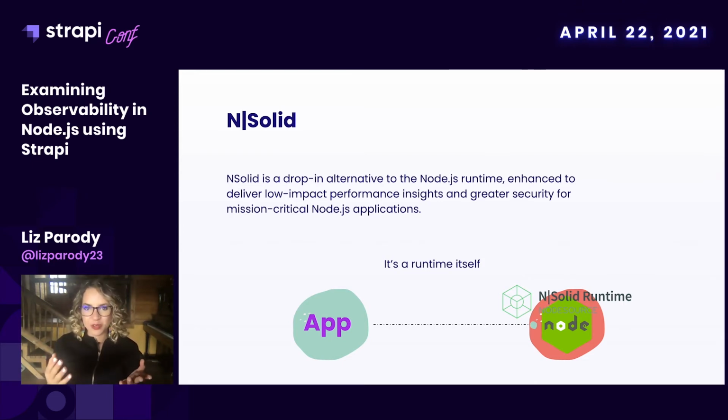This is important because traditional APM tools sit on top of the Node.js runtime layer. Performance overhead might vary from one application to the next depending on the architecture and stack used. Other tools are not built specifically with Node.js in mind. NSolid was built specifically for Node.js. It's a Node.js runtime itself, not an agent.